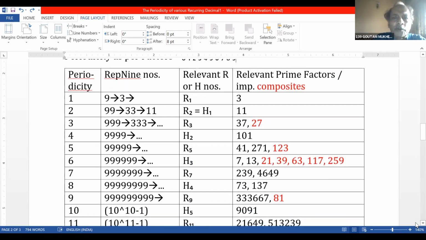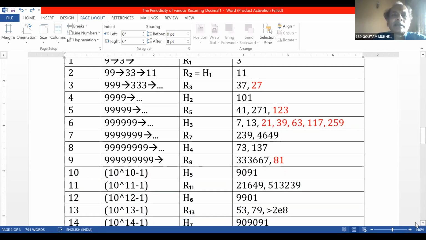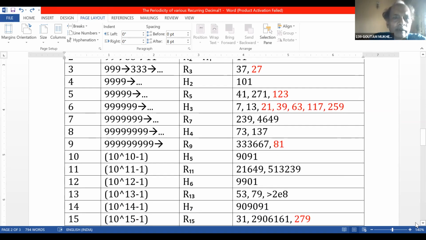9 and 3, these are periodicity 1. Then 99, 33, periodicity 2. Then 37, 27, 13, all these things, 37 and 27, these are periodicity 3. 101 is the only one which is periodicity 4. Now there will be 5 nines, 99999. If we factorize that, it comes to 41 times 271, and also 3 times that, 123, also periodicity 5.